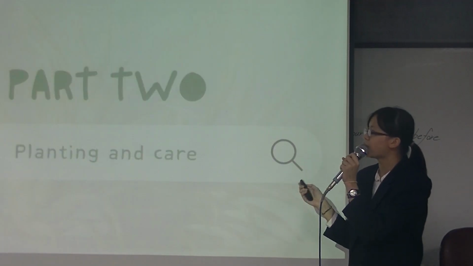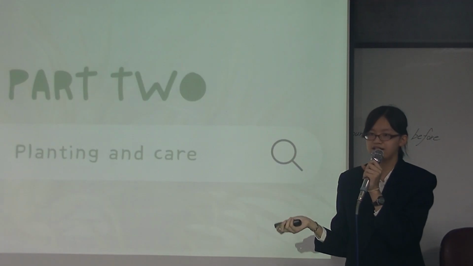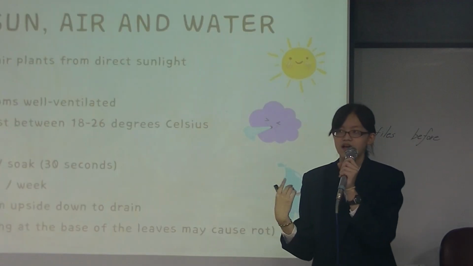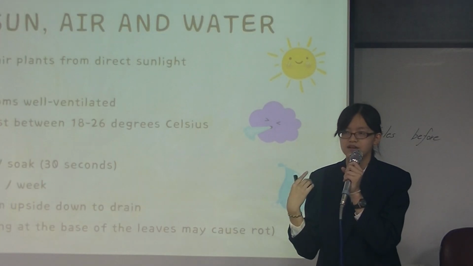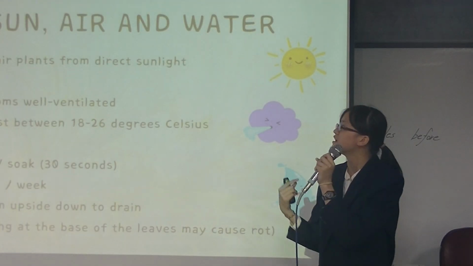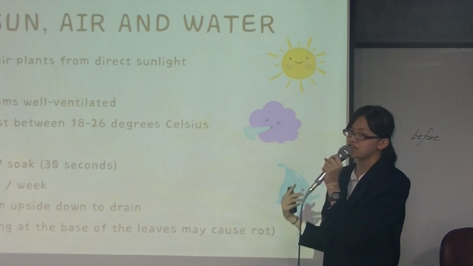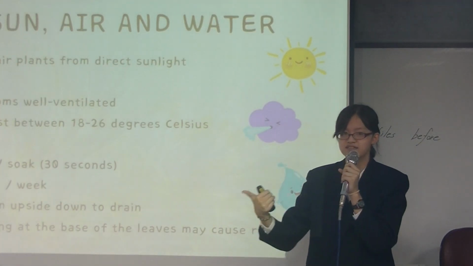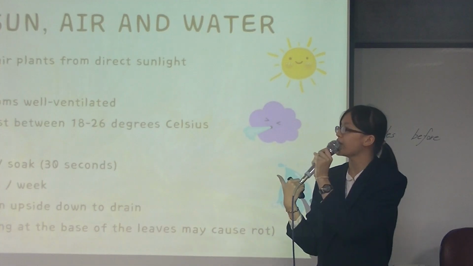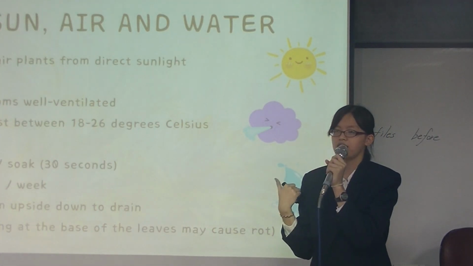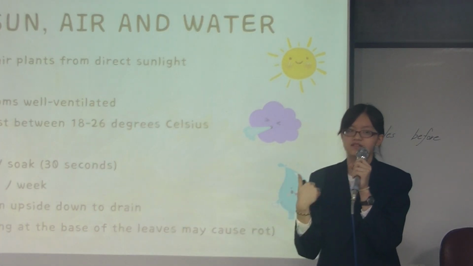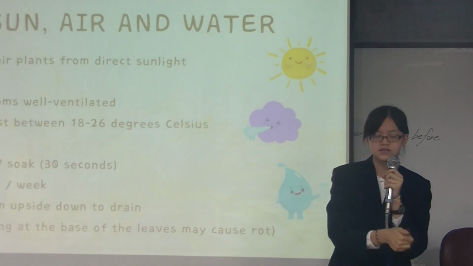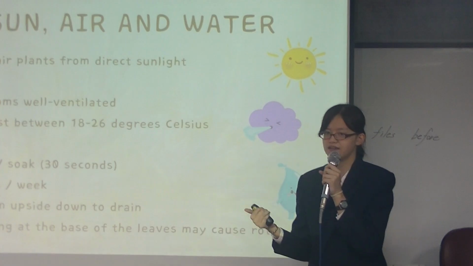As for part 2, we will talk about planting and care. Every other plant needs sun, air, and water, and so do airplanes. As for the sun, we have to keep them away from direct sunlight. Instead, we should put them indoors or outdoors in the shade.